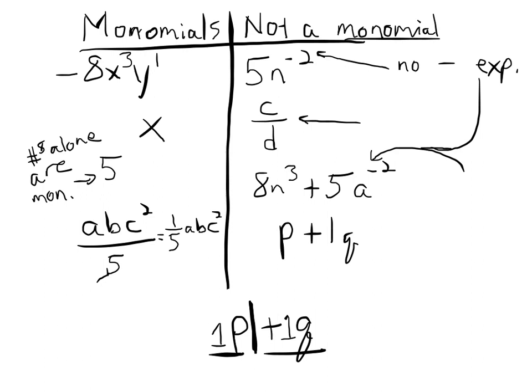And you could have actually, if it were me taking notes, I would just write that as P plus Q. Okay, all right. So those are some examples of monomials. Again, monomials are just single terms, just terms. That's it.